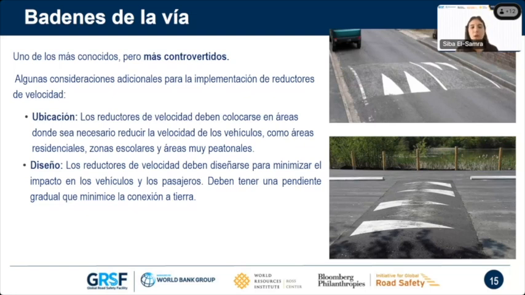Lastly, as I mentioned earlier, advanced warning and markings on the speed humps are extremely important. These need to be seen in order to be effective, but also in order to avoid any hazards or conflicts.